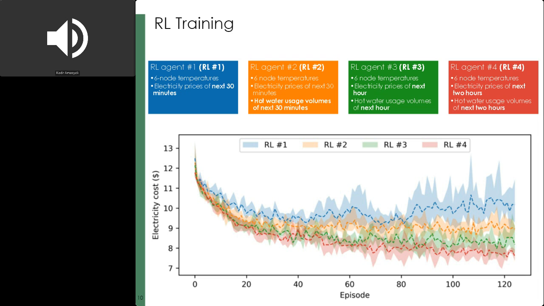So in the plot, you can observe their training. As expected, RL number 4 performed better than RL number 1 because RL number 4 has much more information about the environment. RL number 1 can only observe node temperatures and the price of the next 30 minutes.